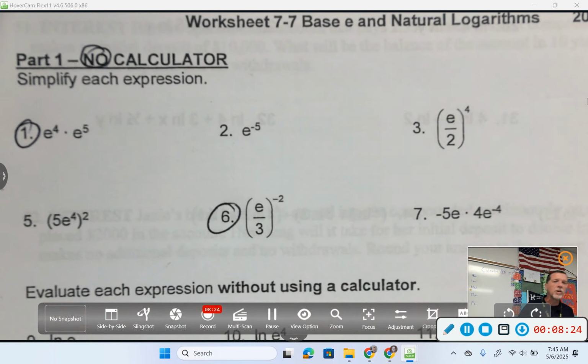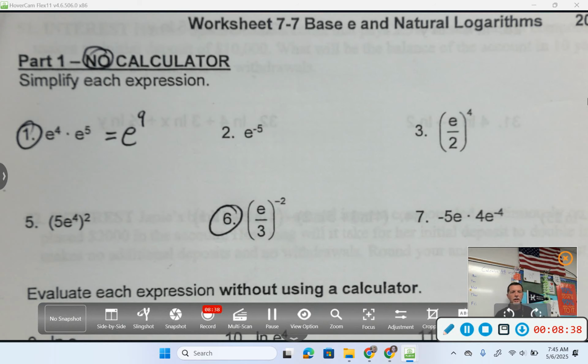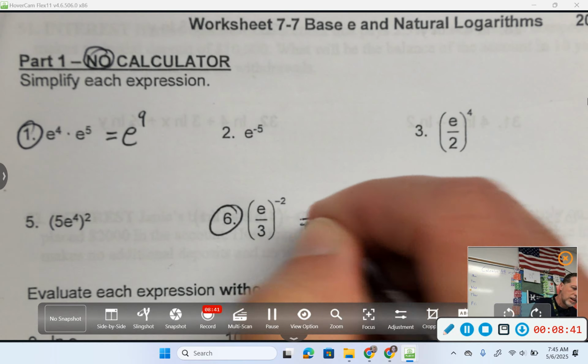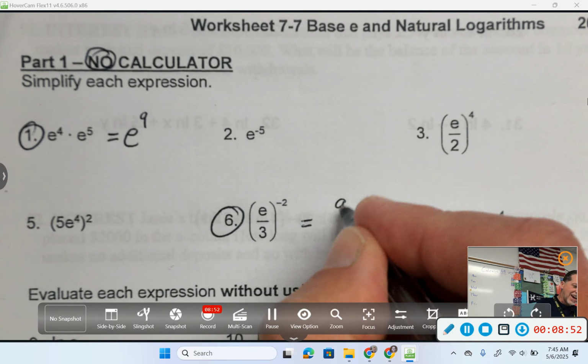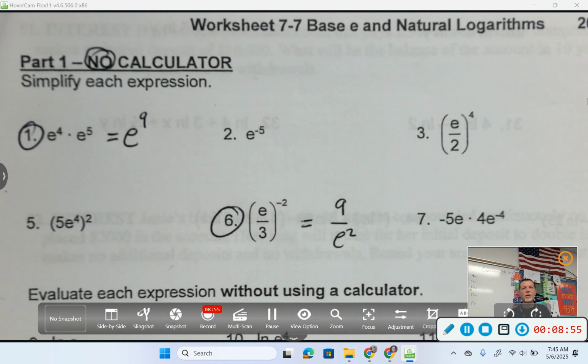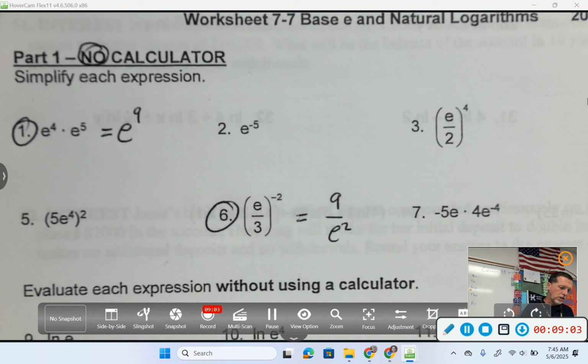Let's just start with number 1. Simplify each expression. Don't have a calculator, so I can't just type it in and give a number. But what's e to the 4th times e to the 5th? E to the 9th. Right? The exponent rules still work. How about e over 3 to the -2? 9 over e squared. Right? Flip it and square it. So I feel like those are pretty easy. You guys are blitzing through them right now, as you should.